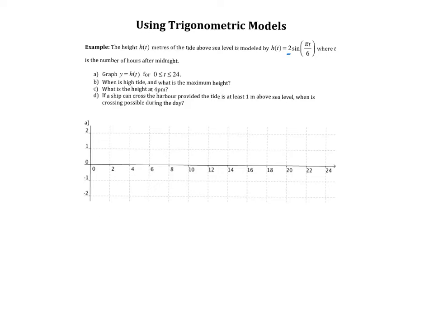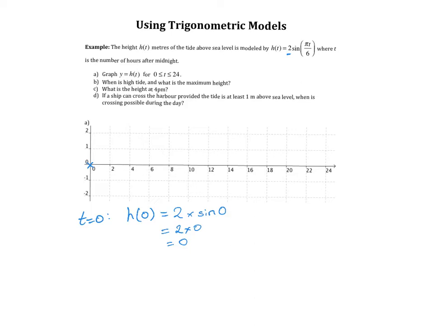So when t is 0, what do we get? h of 0 equals 2 times sine of 0, because pi times 0 is 0, divided by 6 is still 0. Now sine of 0 is 0, because the y value at the point where the angle is 0 on the unit circle is just 0. So that becomes 2 times 0, which equals 0. So our first point is the origin.